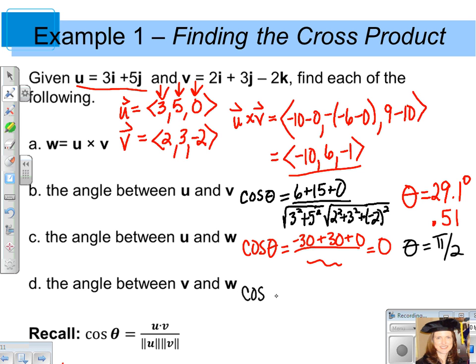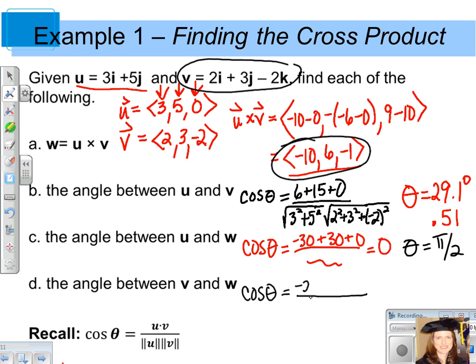Now the cosine of the angle theta between V and W is the dot product of V and W. Now V, we're going to use the V vector along with this cross product U cross V vector and find the dot product in the numerator. 2 times negative 10 is negative 20. 3 times 6 is 18 plus 18, and negative 2 times negative 1 is a positive 2.